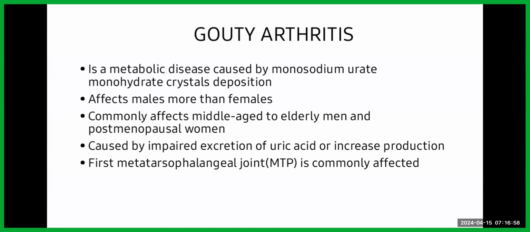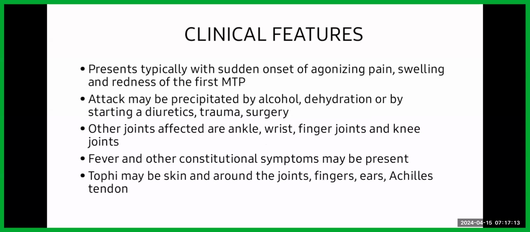It's caused by impaired excretion of uric acid, in more than 90% of cases, or by any condition that leads to increased uric acid production. As we can see, the first metatarsophalangeal joint is commonly affected, just like our index patient. For the clinical features, they can present with sudden onset of agonizing pain, swelling, and redness of the first metatarsophalangeal joint, just like our index patient.